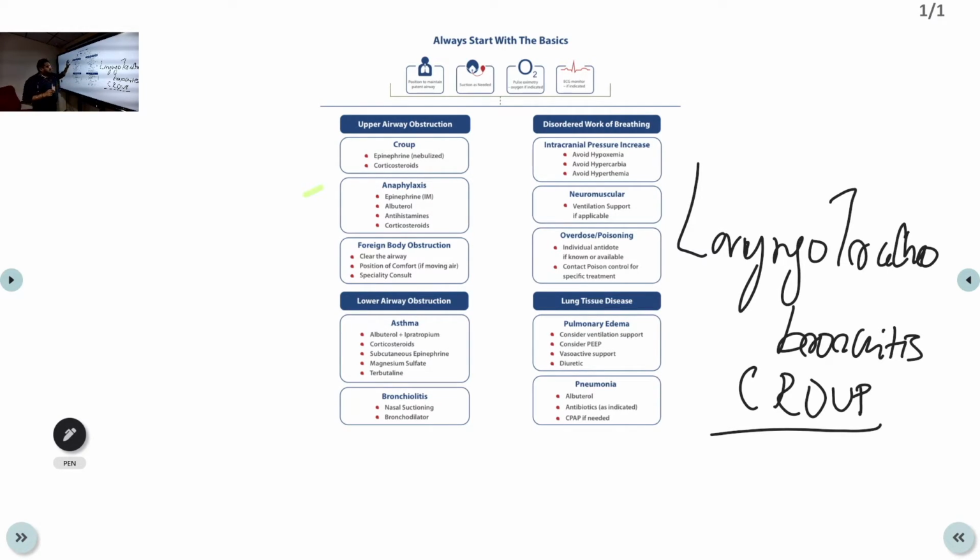Anaphylaxis and croup we have done, and the next one is foreign body obstruction. What will be the history? Sudden onset of breathlessness. The child was playing well, and now suddenly the child has become breathless.